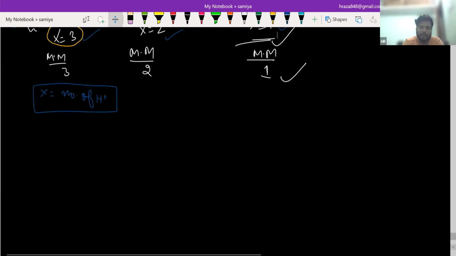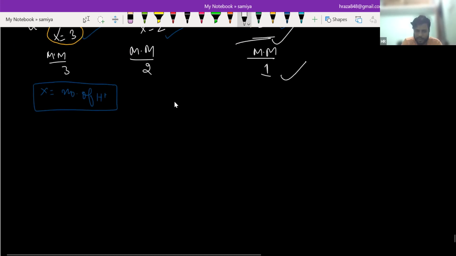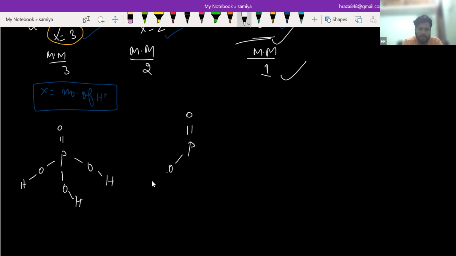So see, I'm going to explain it with the help of the structures of H3PO4, H3PO3, and H3PO2. H3PO4 has a structure P double bond O, OH, and then OH, and then OH. Again, H3PO3 has a structure like this, and H3PO2 has a structure like this.